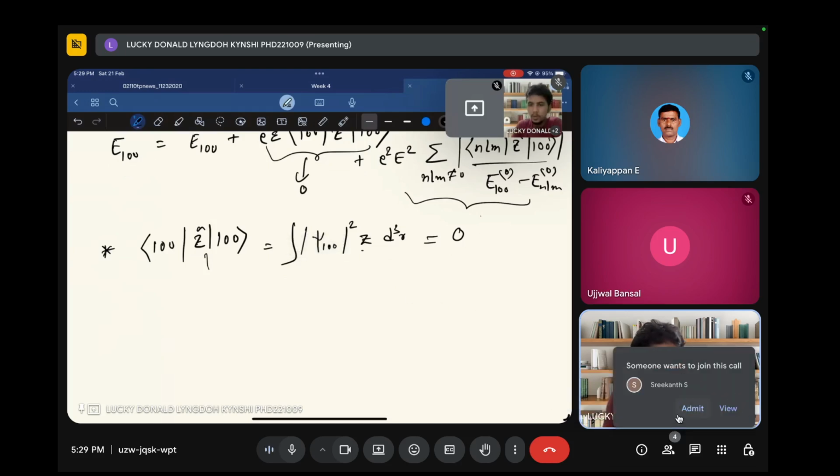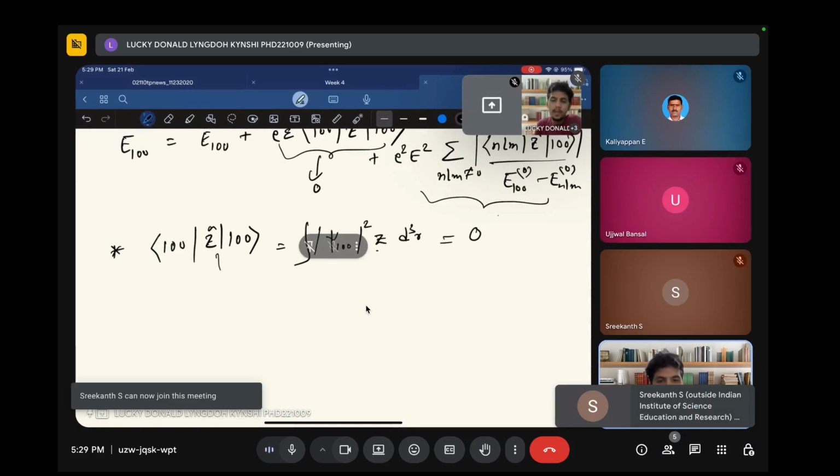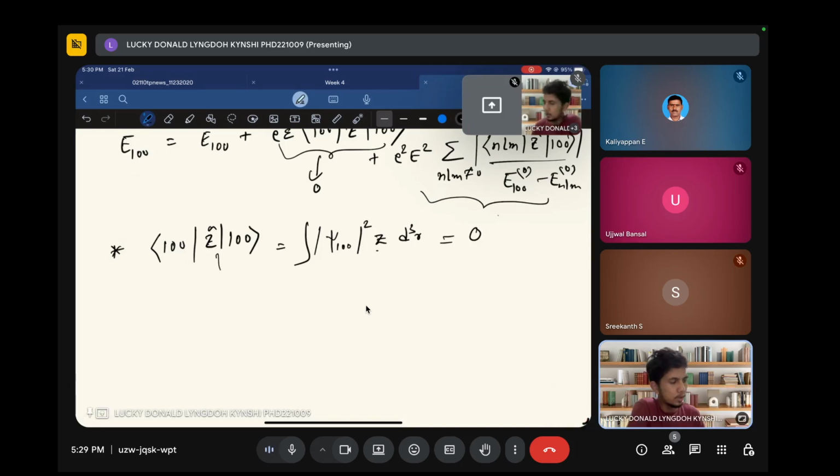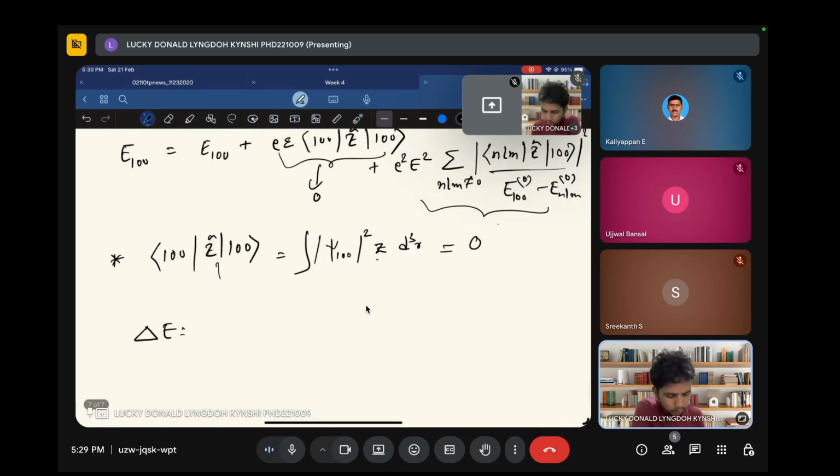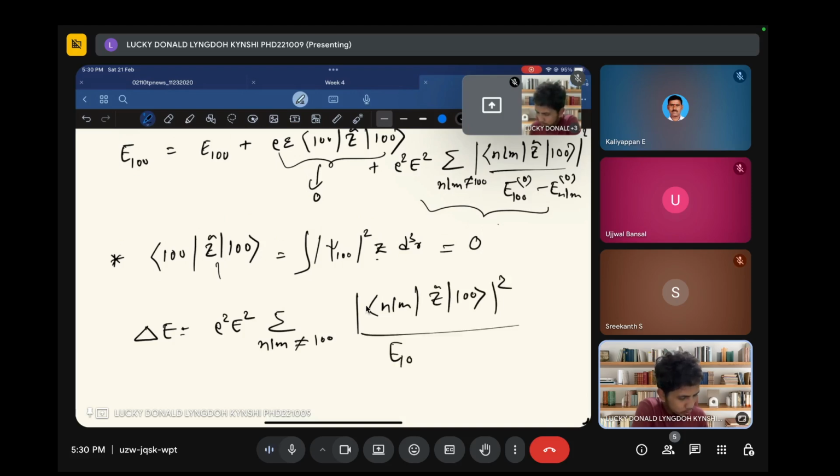So you need to find only the second order correction term, because the first order correction term is already equal to 0. That means we need to solve the second order correction term. So for the second order correction, delta E is simply e squared, summation over nlm not equal to 100, |<nlm|z|100>| squared divided by E_100 minus E_nlm.